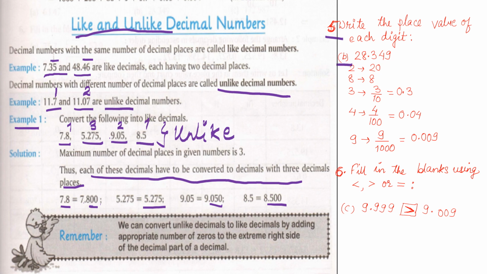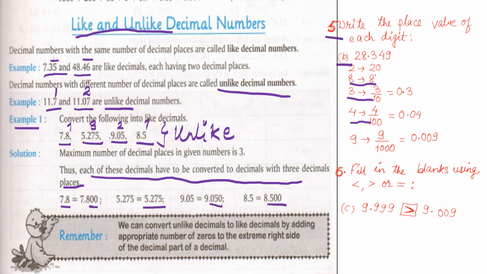28.349. Here the place value of 2 is 20. The place value of 8 is 8. The place value of 3 is 3 by 10, which will be 0.3. The place value of 4 is 4 by 100, which will be 0.04, and for 9 it will be 0.009.